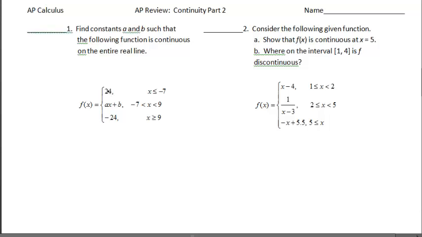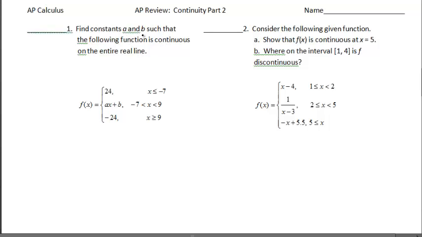Okay, so right now we can see that the y's are 24 when x is less than or equal to -7, so we have a horizontal line for x values less than -7. Then we have a line that's going to connect, hopefully, to make it continuous with y equals 24. And then after it quits being a linear function between -7 and 9, after 9, it becomes a horizontal line again. All right, so what we have to do is find constants a and b such that the following function is continuous.